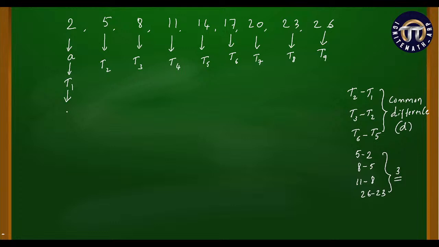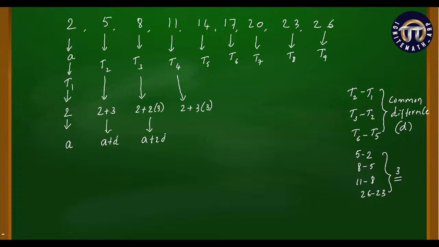Clear, children? So now I'm just writing 2 over here. To write 5, what I do here is 2 plus 3. To write 8, what do I do? 2 plus twice of 3. To write 11, what do I do? 2 plus thrice of 3. Clear, children? So here, if I generalize, this is A, and over here, if you observe carefully, this is A plus D, and over here, A plus twice of D, and over here it is A plus thrice of D.